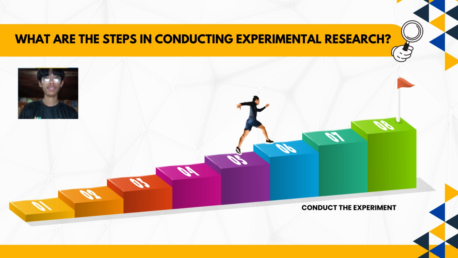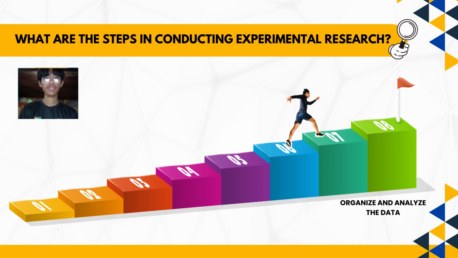Six is conduct the experiment. Carry out the experiment according to your plan. This involves administering tests or treatments and making sure everything is done properly. Seventh is analyze the data. Look at the results of your experiment and analyze them. This involves coding the data, comparing groups, and using statistical tests to see if there are any significant differences.